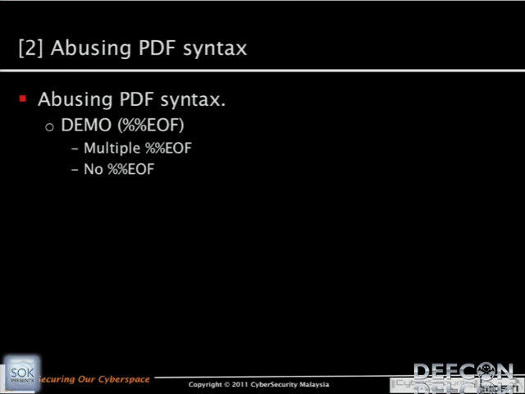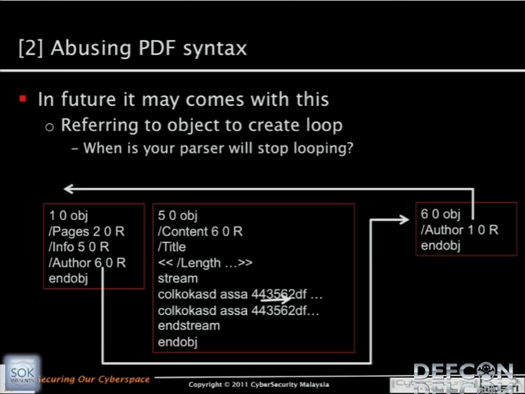For example, the PDF can have something like references between objects that create a loop. You have object 1 with a dictionary for author pointing to object 6, and the object 6 author is also pointing to object 1. If you open it with any PDF application, it may stop. But if you're building your own parser, when are you going to stop your loop, right? So that would be interesting to see when we should stop.